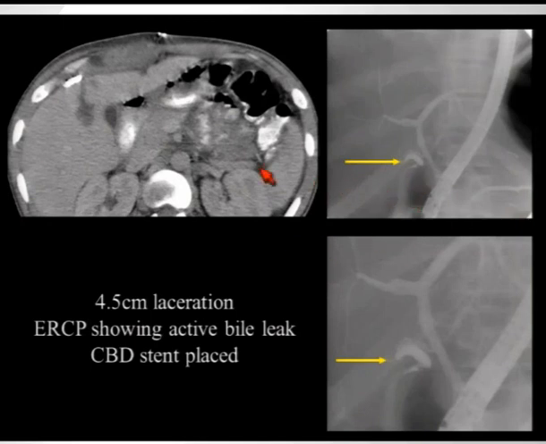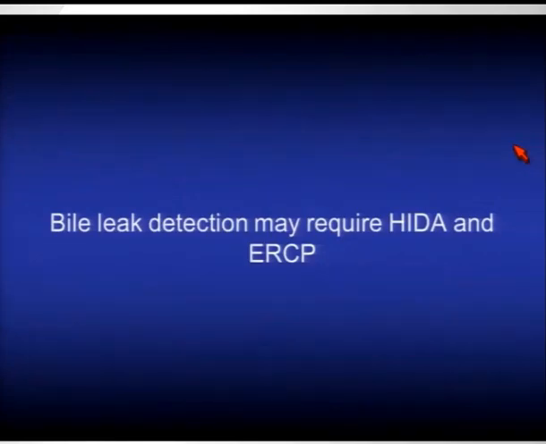Alternatively, you can use ERCP to identify these things. Again, another relatively small laceration, ERCP showing free intraperitoneal leak treated by placement of a CBD stent. Bile leak detection may require a combination of a HIDA scan and ERCP on occasion.